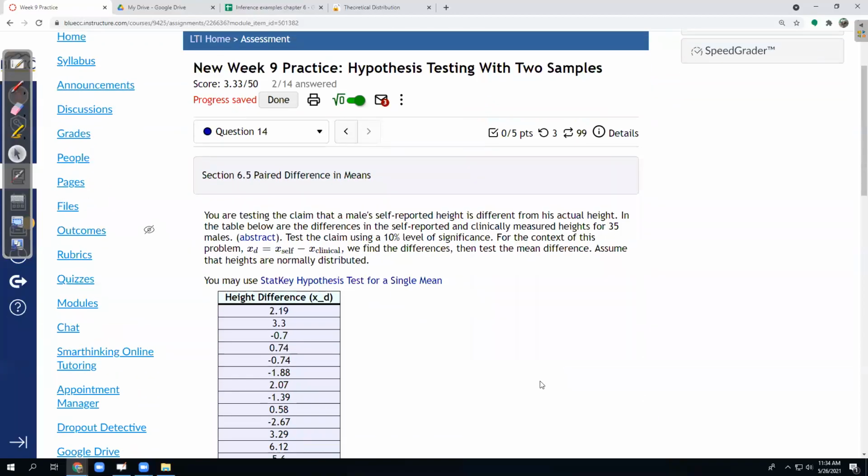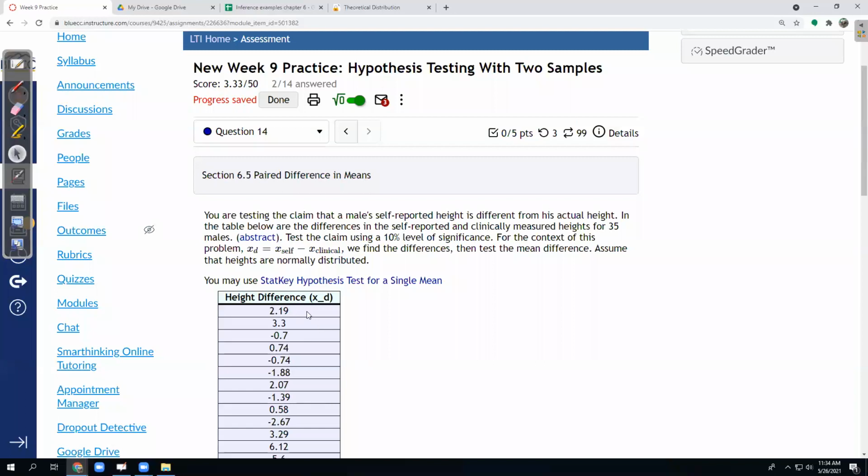So here I have a difference in paired means. And again, what that means is we have two sets of data, but every row is about the same individual. Okay? So what happened in this case is we asked people, what is your height? And then we actually measured them to compare to see how close they were to their height. And sometimes people overestimated, sometimes people underestimated.